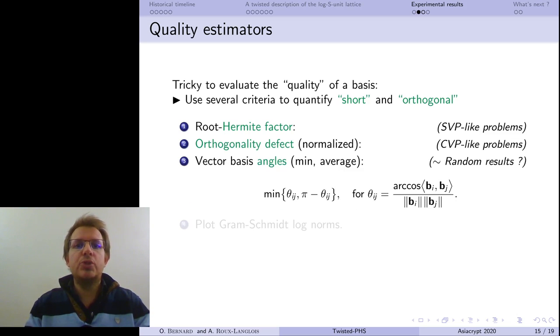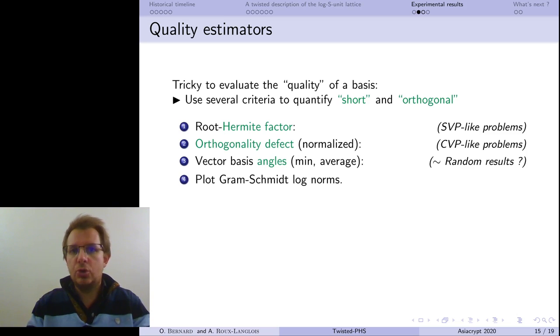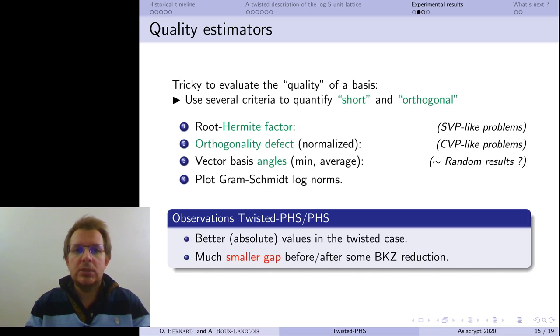We also tried to measure the basis vector angles, but this gave kind of random results, because probably the distribution of the angles needs to be monitored a little more than just taking the minimum or average. And the last one was to plot the Gram-Schmidt log norms. And in all cases, between twisted PHS and PHS, we observed better absolute values in the twisted case. And we also observed, which is also interesting, a much smaller gap before and after some BKZ reduction.